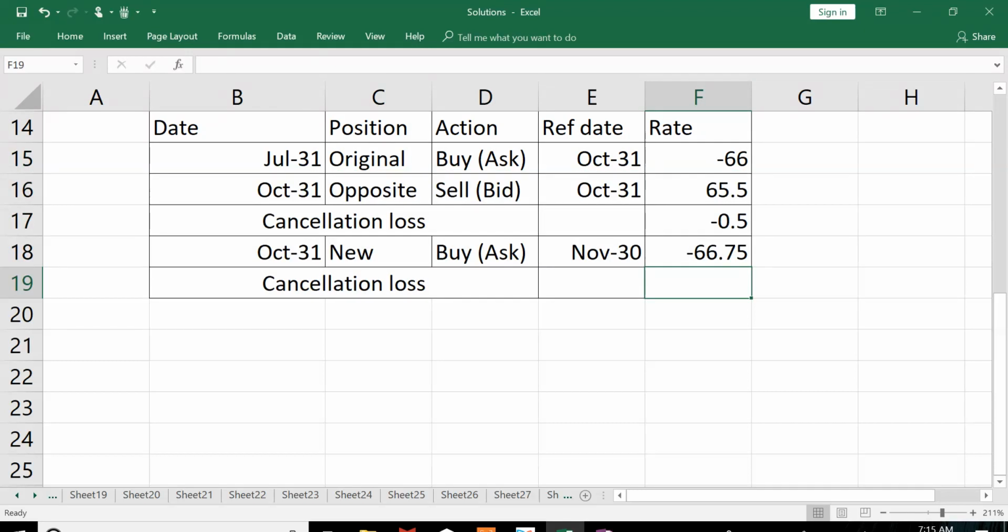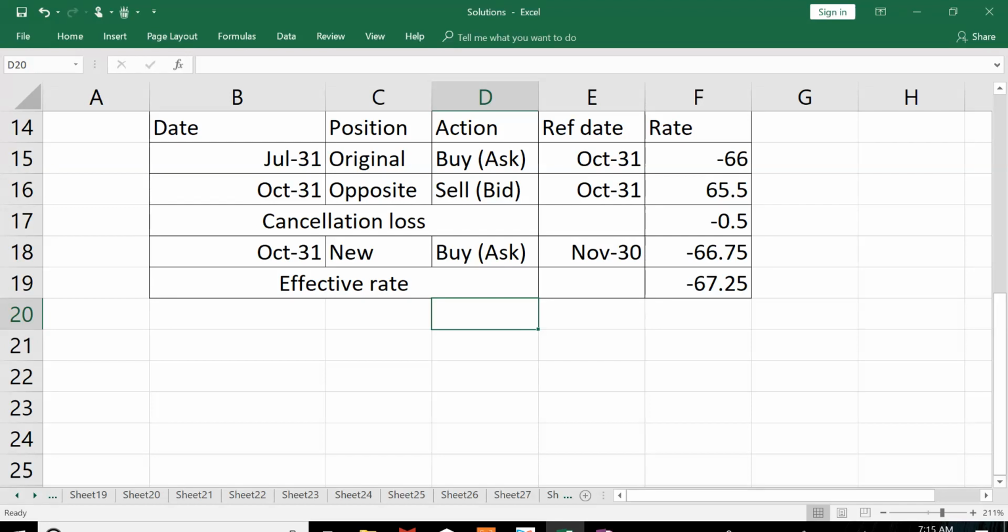And what we do is we add this and this to get the effective rate. Effectively, what are we paying? Which is 67.25. Effective rate. Effective rate is 67.25. You need not worry about that 0.5 in between.